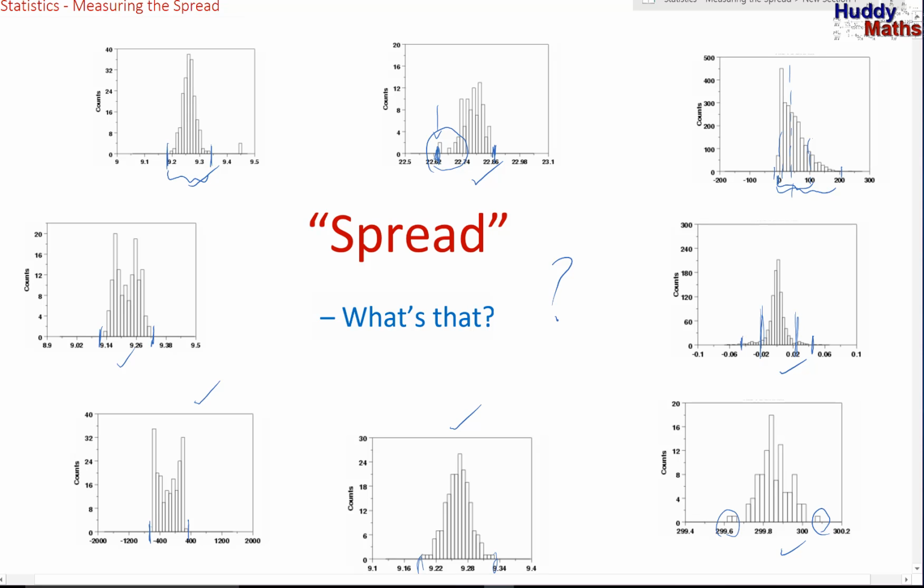Let's do another one. Come down here to the bottom left and have a look here. The range is across that, but here the interquartile range is there. A bit of a difficulty here. Bimodal, isn't it? Really two modes there. So we've still got some problems.